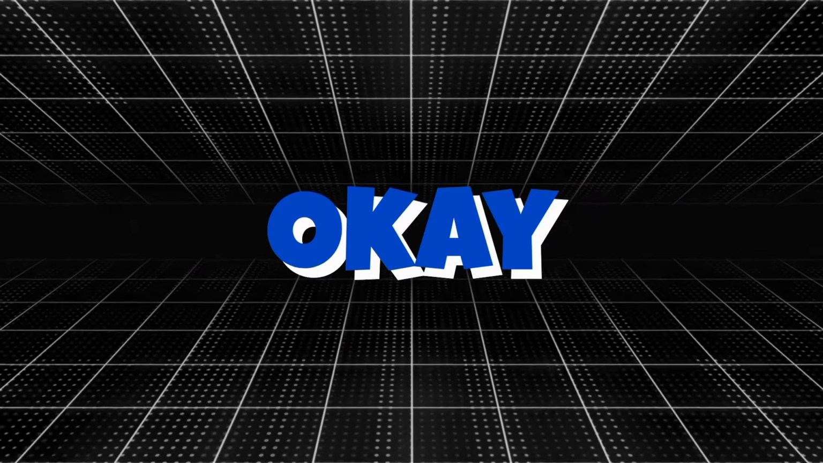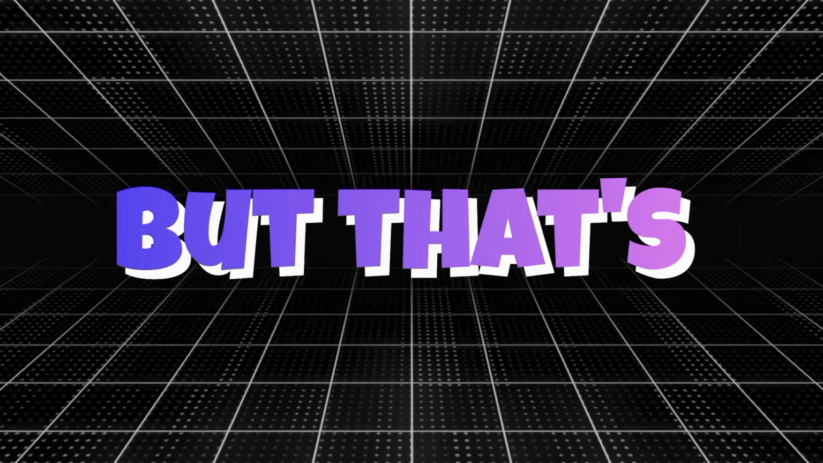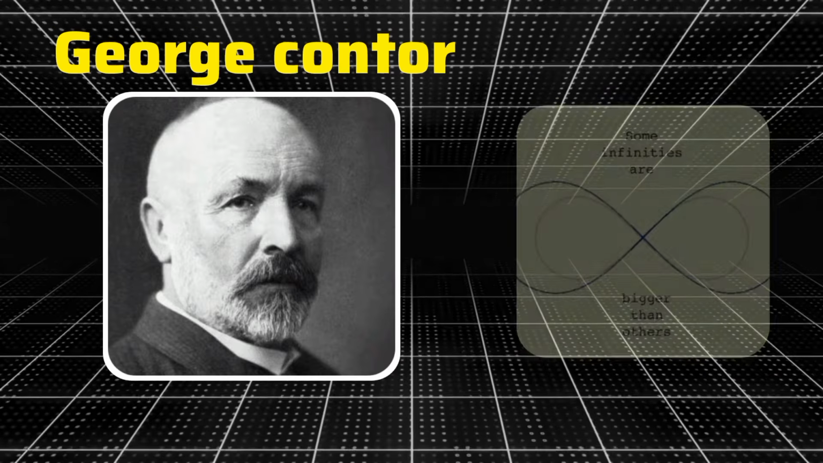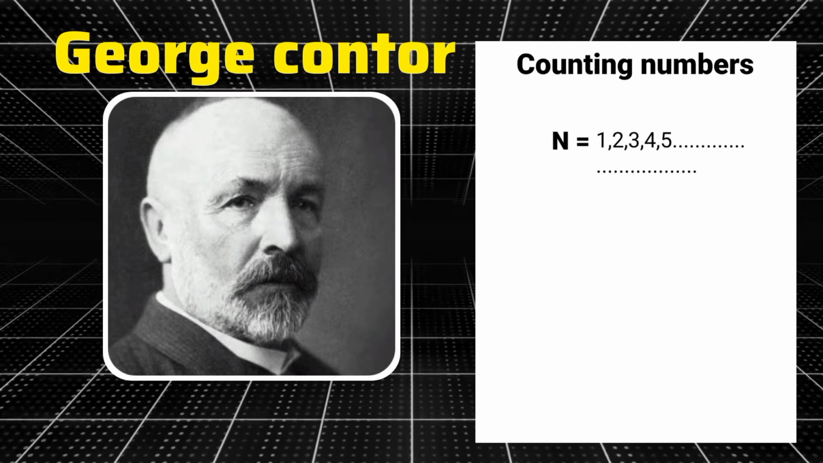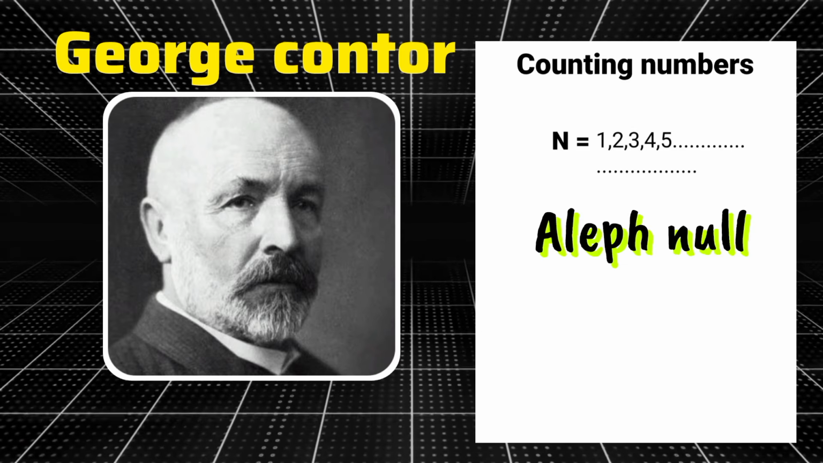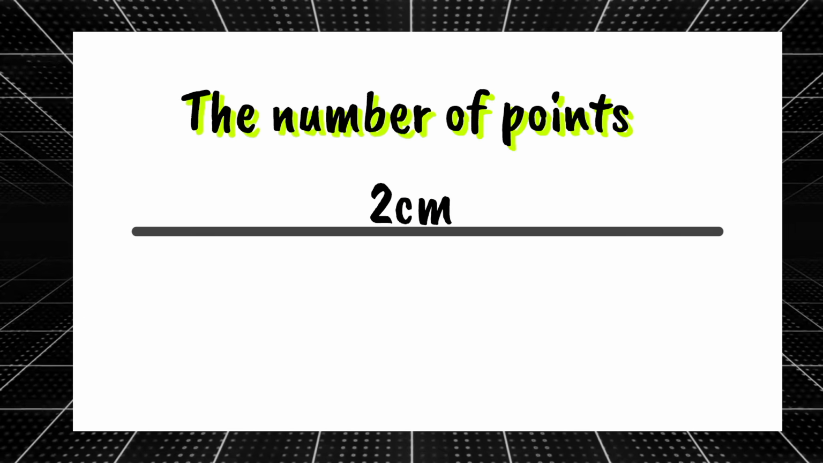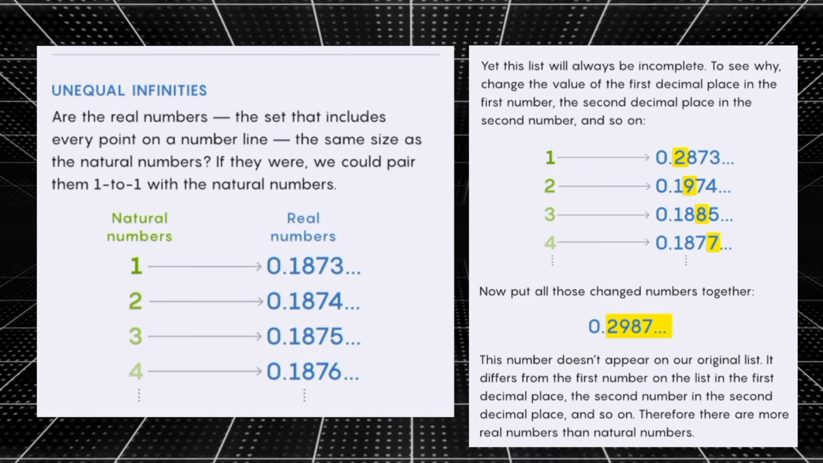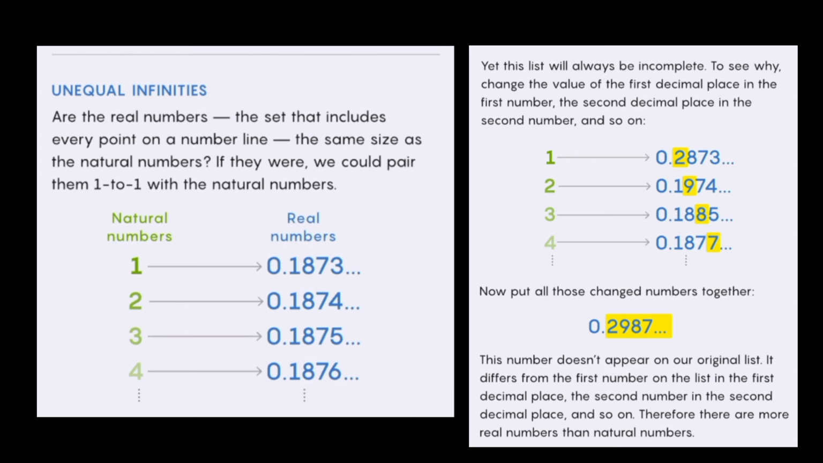Now you might be thinking, okay, so all infinities are the same? But that's the second trap. In the late 1800s, Georg Cantor discovered that some infinities are actually bigger than others. He showed that the infinity of the counting numbers 1, 2, 3, 4 and so on is the smallest kind of infinity. We call this aleph-null, or countable infinity. But the number of points in our 2 cm line is a different beast entirely. It is called the cardinality of the continuum. Cantor proved that you cannot pair the points on a line with the whole numbers. There are so many points on that 2 cm line that they overwhelm the infinity of the whole numbers.